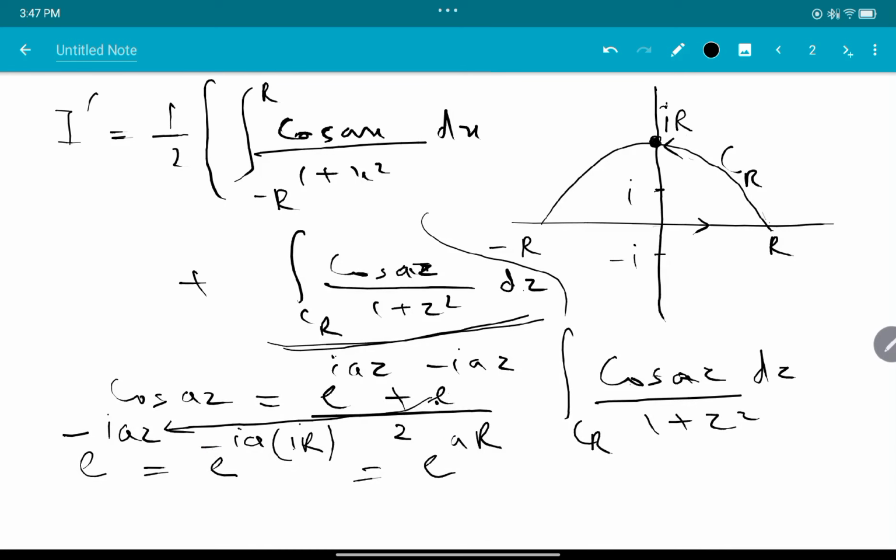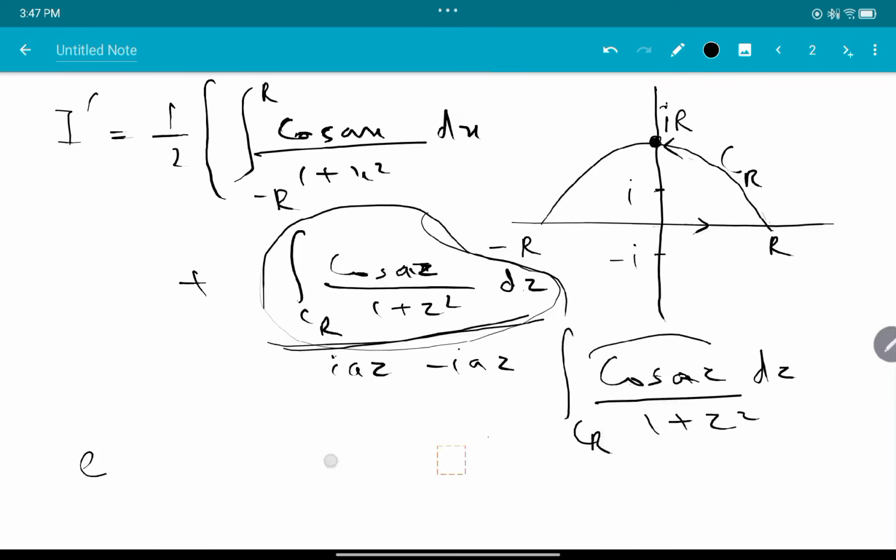And now see, when you let R go to infinity, this will not go to 0. This will also go to infinity. If that happens, then this will not converge. You cannot then take this equal to 0. That is the problem. So how do we solve this problem? We cannot escape this problem.